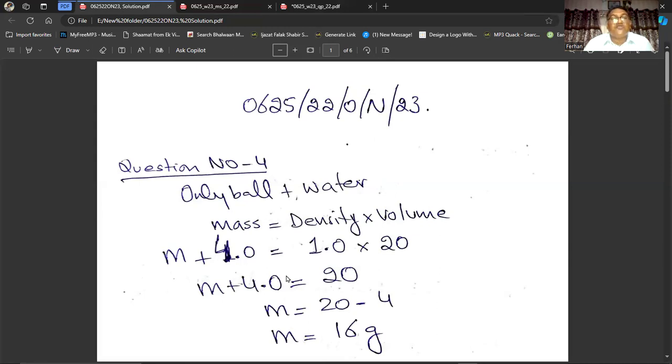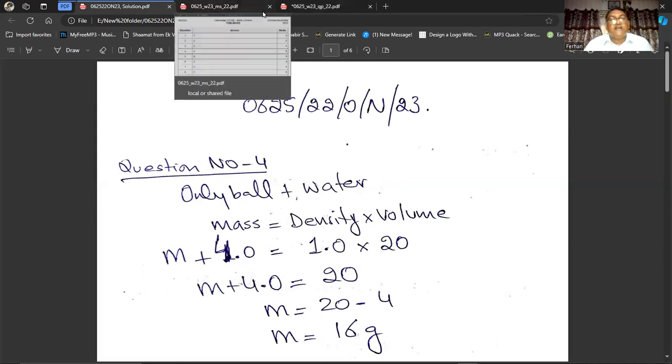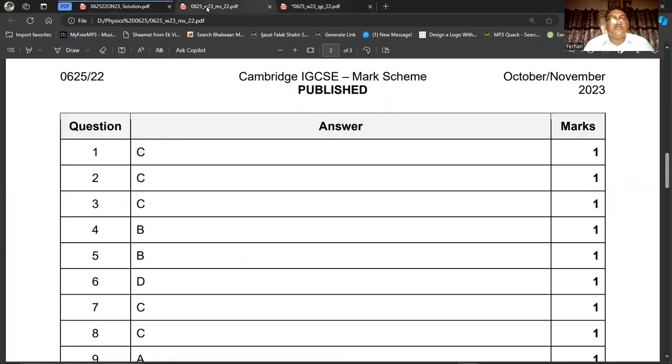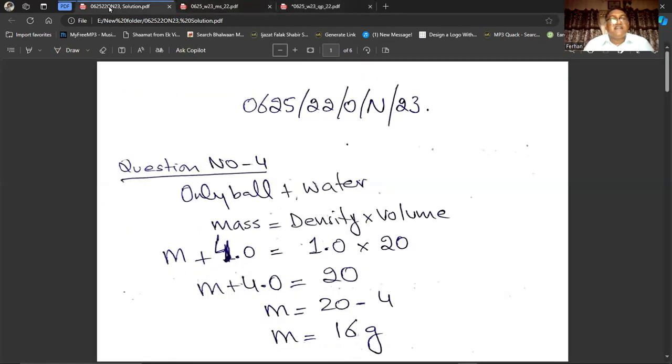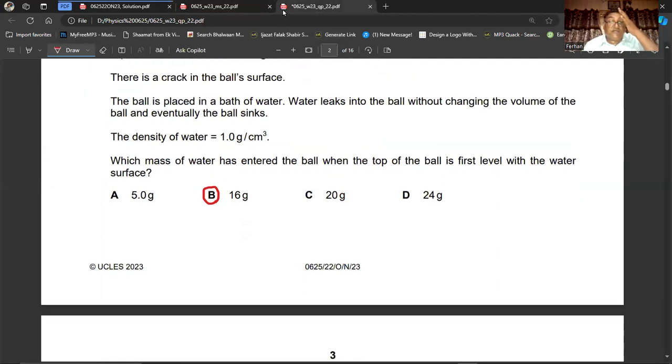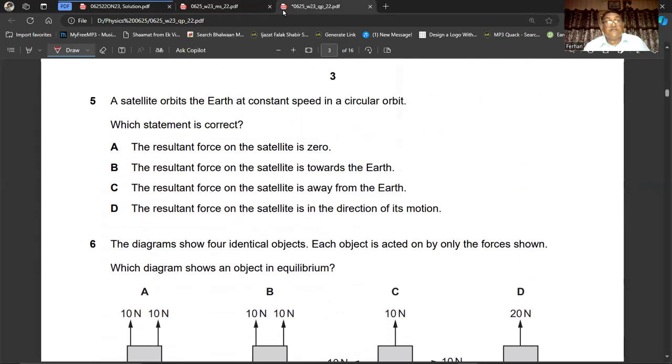It's a little tricky question. I hope 16 grams. So let's check. 16 gram means B is the choice. So I think question number 4, B is the choice. Yes, that is right. This is how we found it. I hope you understand this concept. So now question number 5.